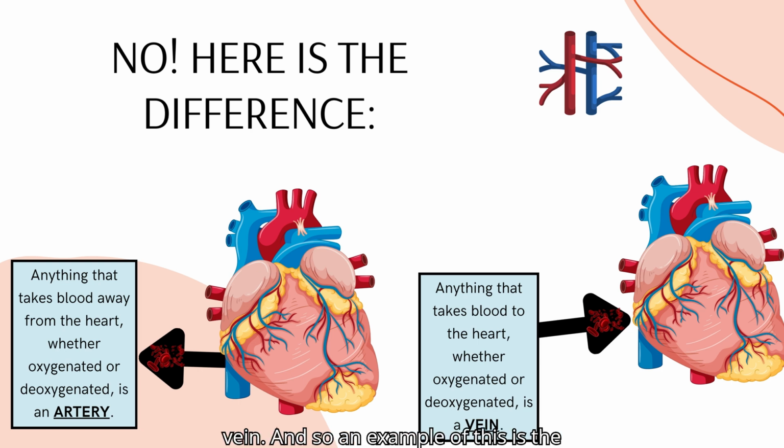An example of this is the pulmonary arteries, which carry deoxygenated blood away from the heart to the lungs, and the pulmonary veins carry oxygenated blood from the lungs to the heart. So, despite their names, they do the opposite function of the misconception. So, just be careful of this.